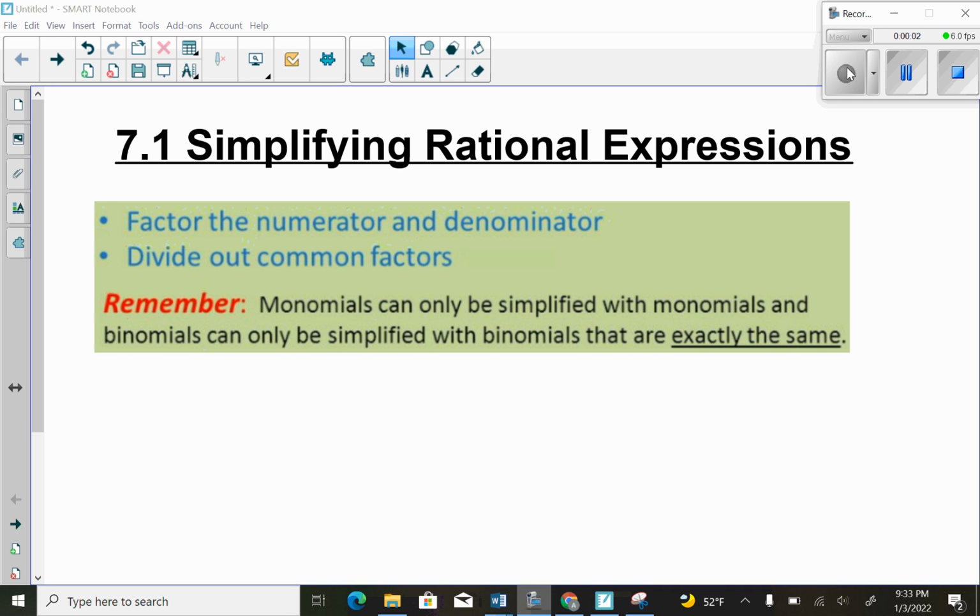Okay, lesson 7.1, we're simplifying rational expressions. So here are your steps. Factor the numerator and denominator and divide out any common factors. Just a little note: monomials can be simplified with monomials, and binomials can be simplified with binomials that are exactly the same. So if we see these, I'll point those out to you. Monomials, remember, have one term, and binomials have two.